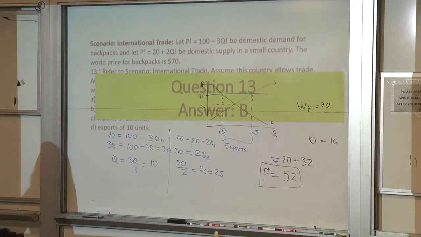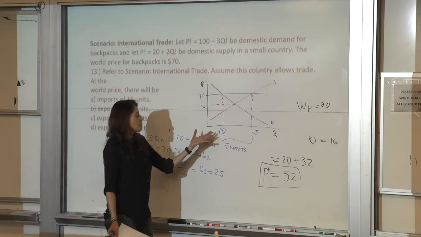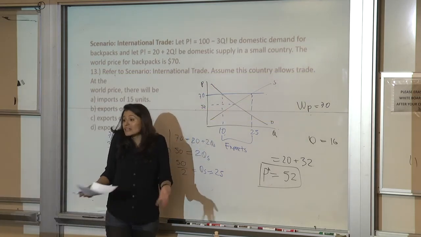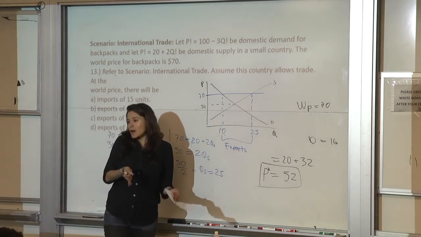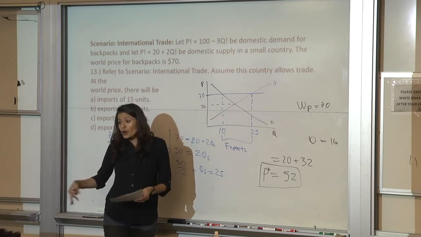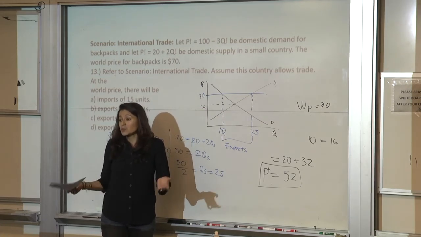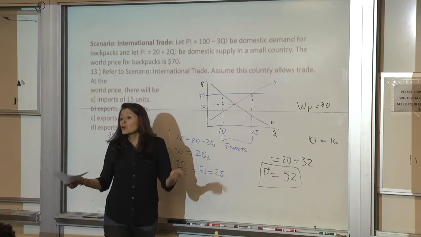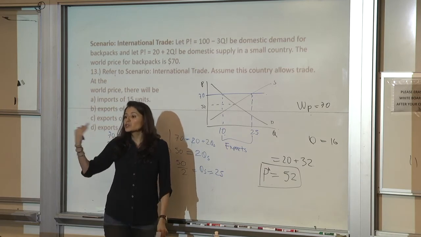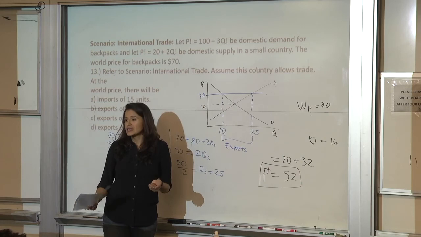Every time you want to find the quantity demanded or the quantity supplied given a price, either in a domestic market with a price ceiling or a price floor, or in a market with international trade with a world price, you just put the price in the supply function and in the demand function and find the quantities associated with it.